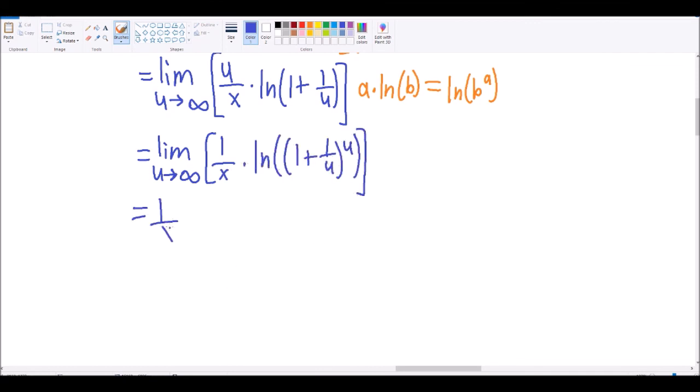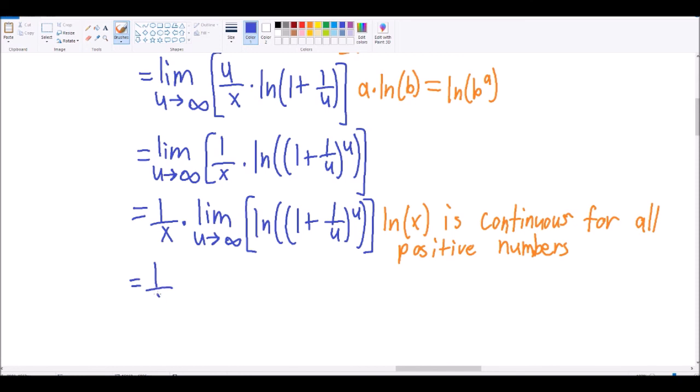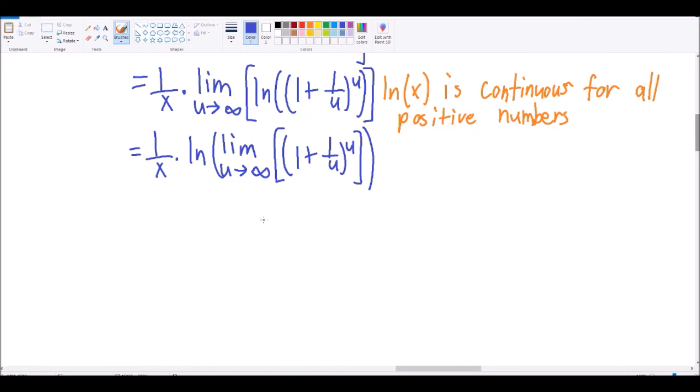Since x is not considered for the limit, we can just move it out. And now we use a limit trick. The natural log function is continuous for any positive number, so it will definitely exist at u equals infinity. Using this, we can sneak the limit past the natural log. Hey, we know how to do this limit. This is one of those special limits, which equals e.